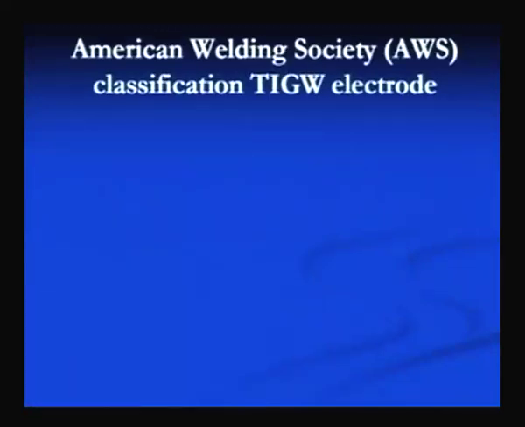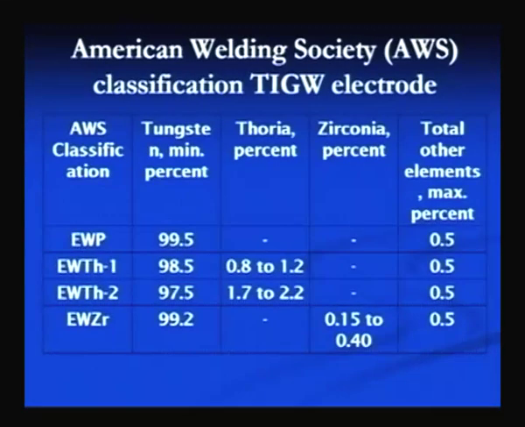Here, as per the American Welding Society, the different compositions of the tungsten electrodes have been given, and EWP indicates the pure tungsten electrode. The minimum percentage of tungsten in this electrode is 99.5%, nil thorium, nil zirconium, and here the total of other elements can be a maximum of 2.5%.